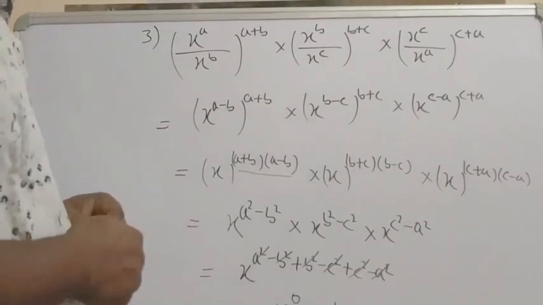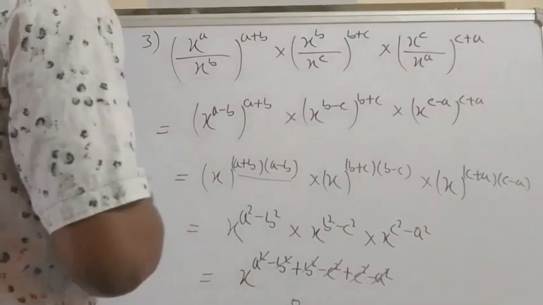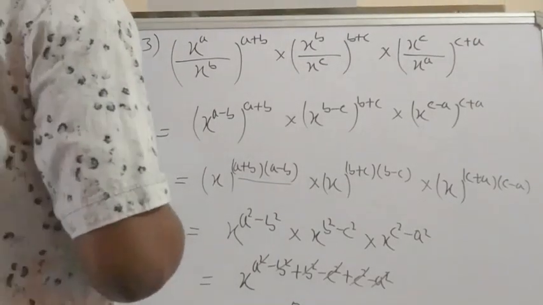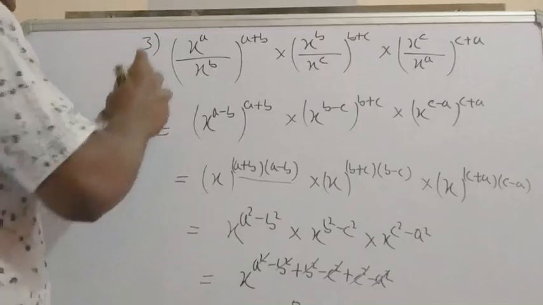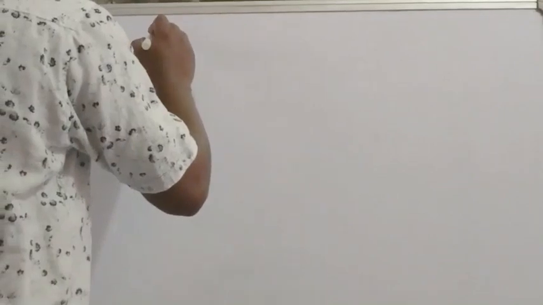Now I am doing another variety of problem. Question number 4, another type. Suppose a variable is given to you, how to solve by taking common. Write in your copy. Pause the video and write it in your copy. Suppose question number 4.